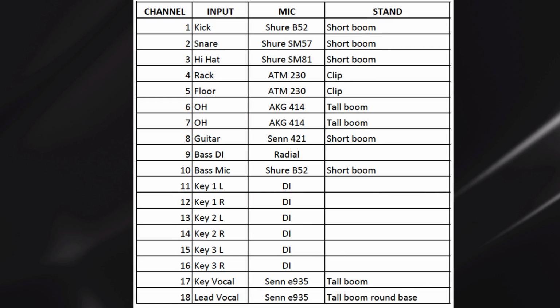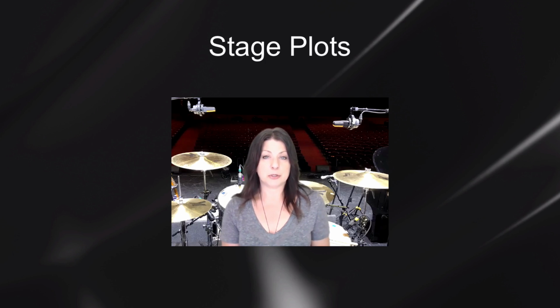You can also add any mic preferences. If you require straight stands, boom stands, round bases, or tripods, the more info that you can provide, the better. Along with the input list, a stage plot is also very useful. And a stage plot is just a diagram showing the positions of musicians, vocals, instruments, and monitor mixes on the stage. And like the input list, the stage plot can be as basic or detailed as needed.